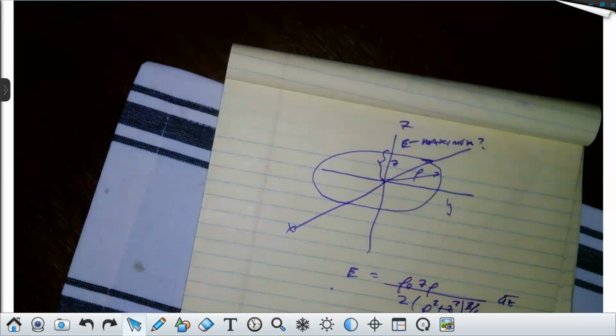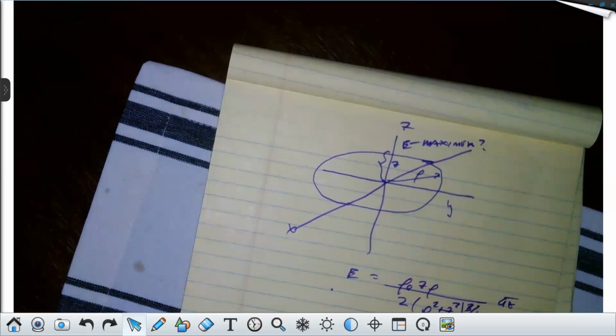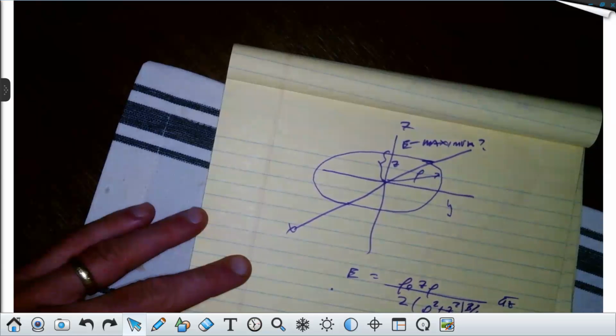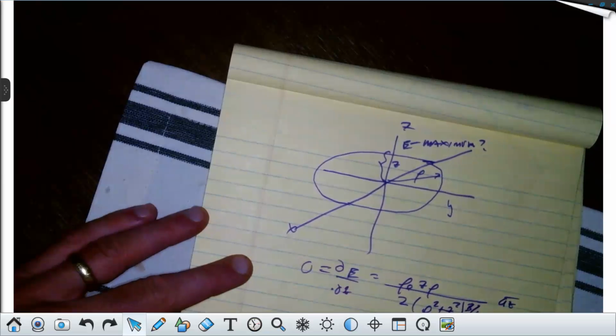What do I do? Anyone? Don't Google it. Just tell me something meaningful. Take the derivative. With respect to? Z. And set it equal to? 0. All right. Because if you think about this, you take the derivative of this with respect to Z and set it equal to 0.